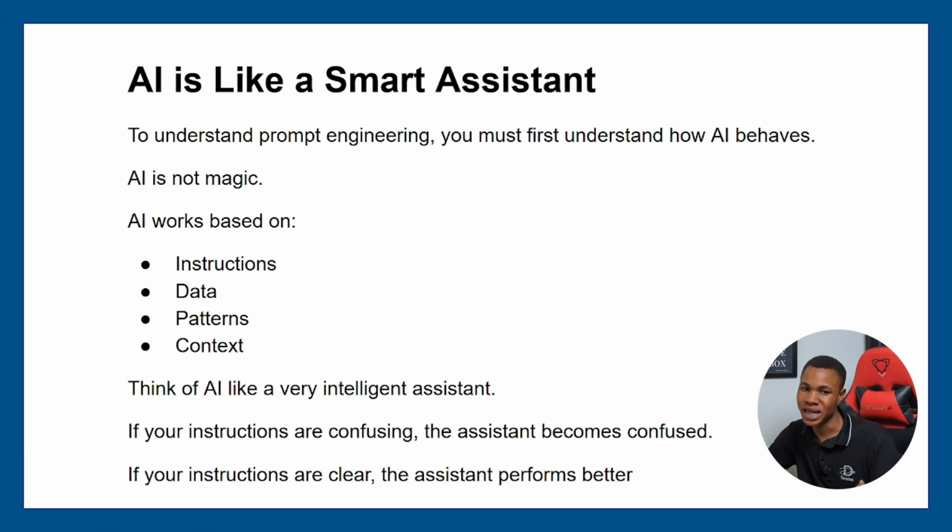The instructions you give to the AI, if it does not understand that instruction, it will not give you the best result. So if it understands it, it's going to give you the best result, and that's why prompting is very important. All right, so AI works on instructions, it works on data, it works on patterns, it works on context. Instruction means what you are giving to the AI.